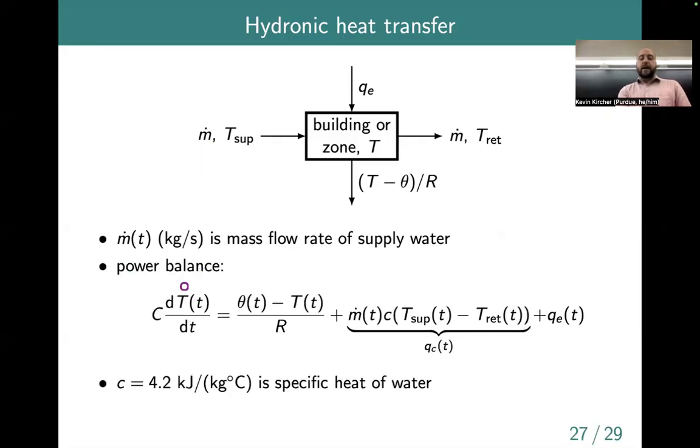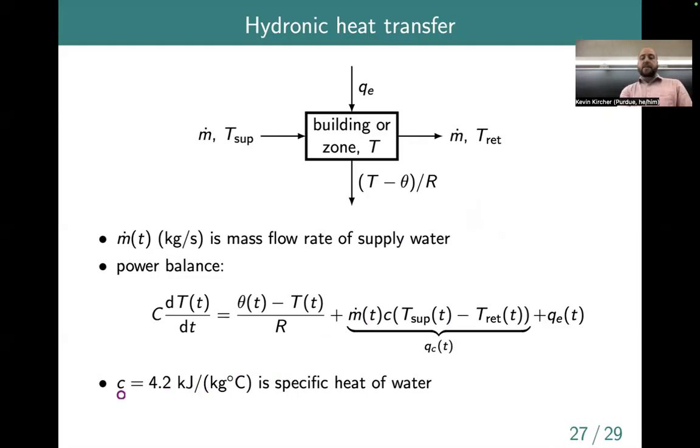So we can again do our power balance, and we now use the incompressible substance model. Water is well modeled as incompressible, basically constant density at ambient temperatures and pressures. And so we get another m dot c delta T term here, where the delta T is the difference between the supply and the return temperatures.